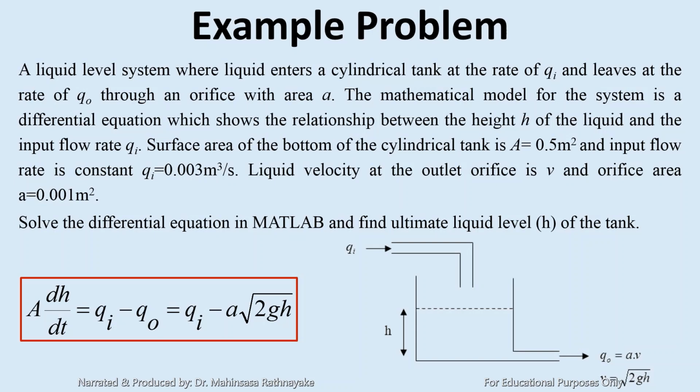Surface area of the bottom of the cylindrical tank, capital A, is equal to 0.5 square meters and the input flow rate is constant, that is Qi is equal to 0.003 cubic meters per second. Liquid velocity at the outlet orifice is small v and the orifice area small a is equal to 0.001 square meters. So we need to solve the differential equation in MATLAB software and find the ultimate liquid level, small h, of the tank. As an application, this can be a basic process control problem to control the liquid level in a vessel or a tank. So finally, the liquid level should be in steady state.